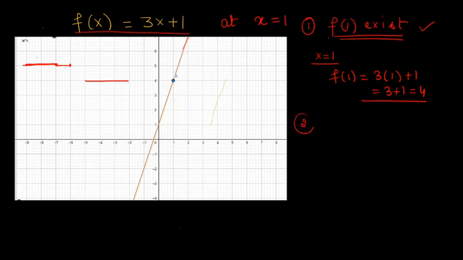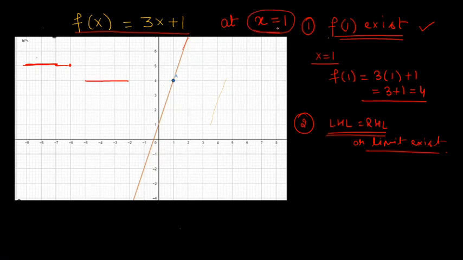Second condition is that we have to prove that left hand limit equal to right hand limit, or we have to prove that the limit exists. Now, what is the meaning of left hand limit? Means that x is approaching to 1, the point at which we have to check the continuity of the function. Here, this is x is equal to 1. It means that left hand limit means that x is approaching to 1 from the left hand side. From the left hand side of 1. Right, it is moving toward 1 from the left hand side.